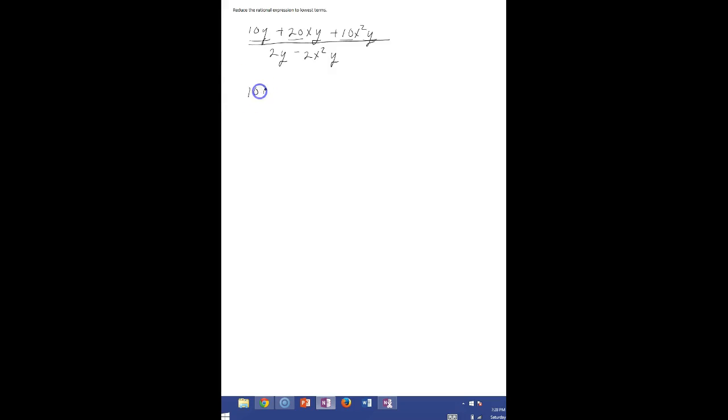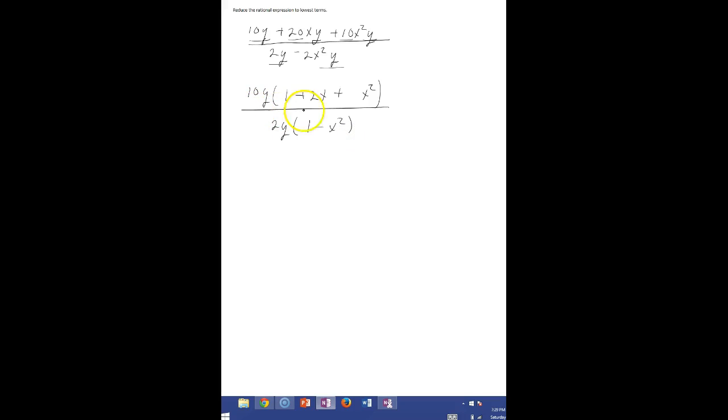So this would be 10y times, it would become 1. 10y goes into the 1 one time, 10y goes into there, it would be 2x, so plus 2x plus 10x squared. Oops, it would be just x squared because the 10 comes out. And that would all be divided by, okay, let's see what can we factor out of the bottom here. We can factor out a 2y. So let's go and factor out a 2y. This becomes 2y times 1 minus x squared.